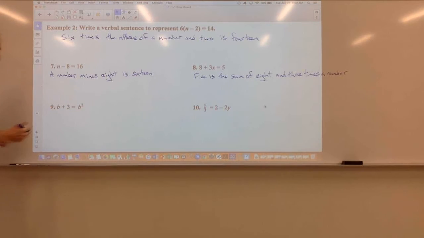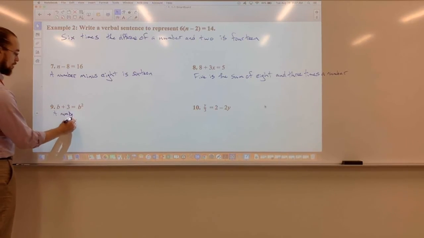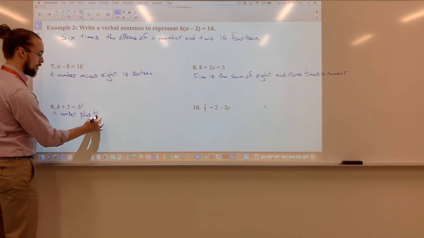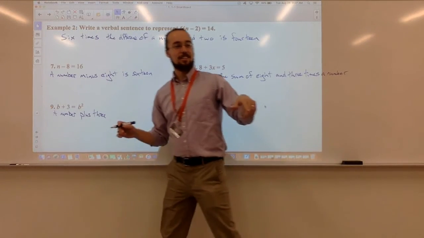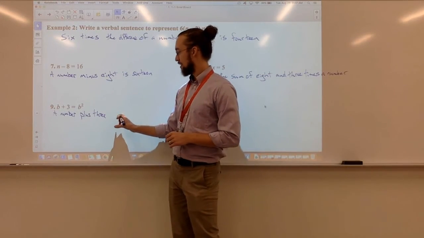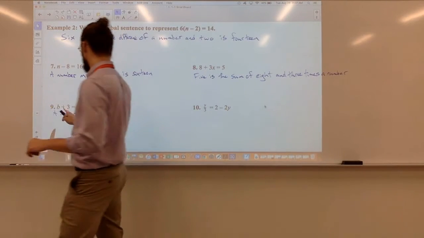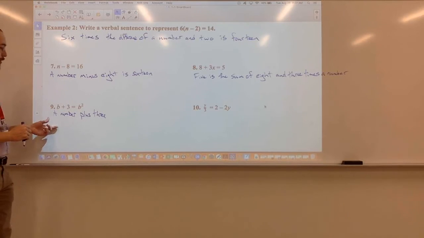I said a number plus 3 is the square root of a number. So close. What did I mess up on? Elijah? I said the square of a number is the sum of 3 and a number. That would work. Yeah, you said the square of a number is the sum of a number and 3. Definitely.